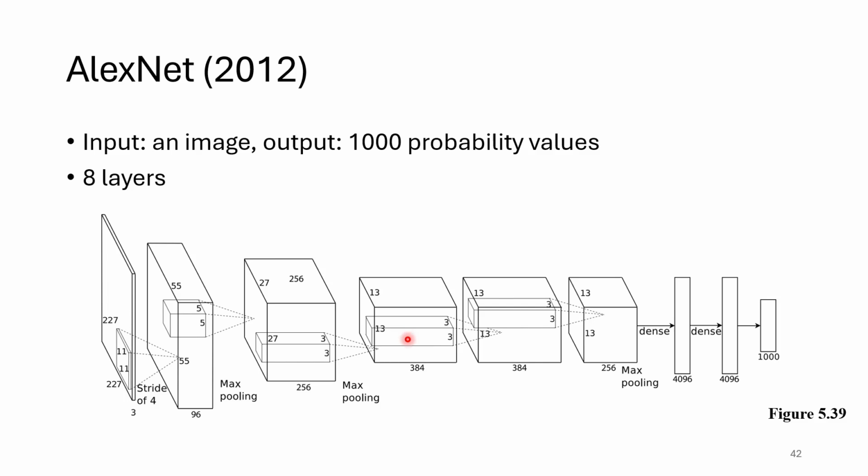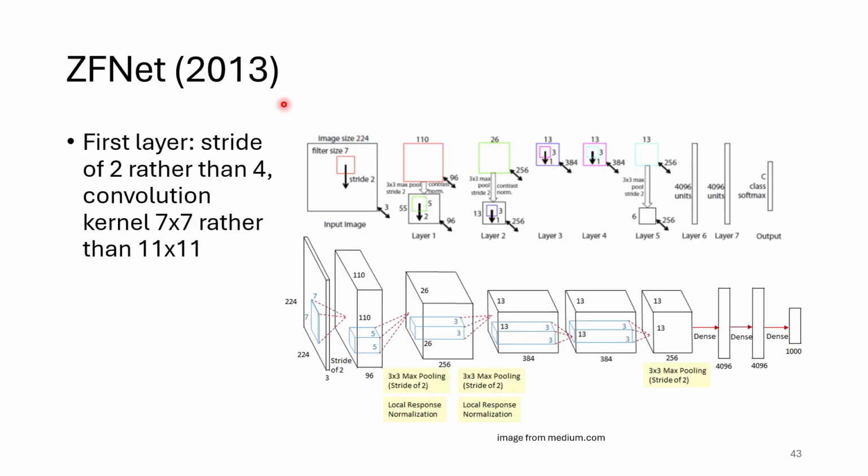Okay. And then ZFNet, the winner of the challenge in 2013. So this upper part is the figure of the paper of ZFNet. But I found an interesting figure like this one. It converts the figure into the format of the AlexNet. So let's make a comparison. What is the difference between ZFNet and AlexNet?